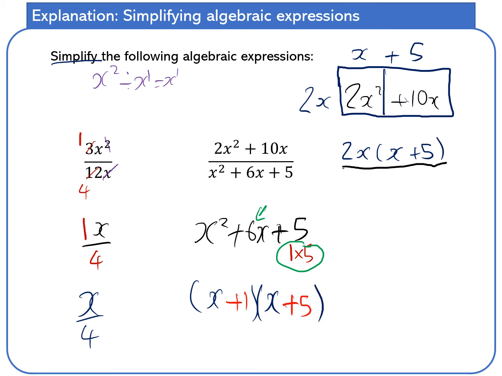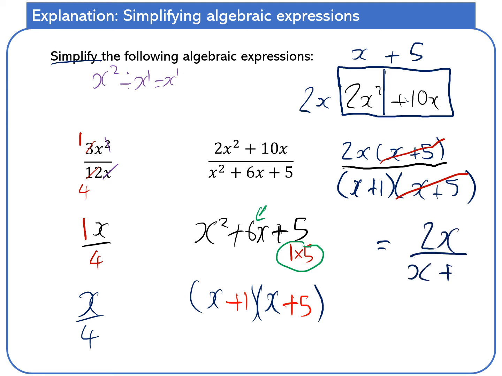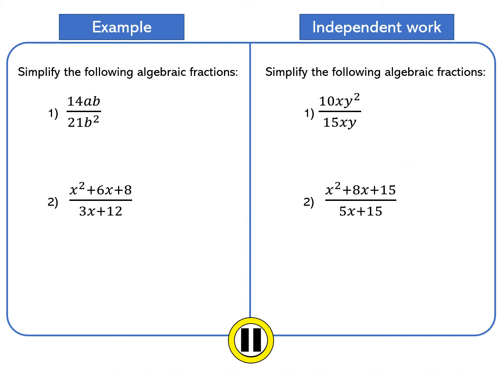So I can place that in here. We have x plus 1 and x plus 5. Now these are touching, they're multiplying each other, so now I can divide through. I can see I've got an x plus 5 on my numerator and my denominator, so they cancel out, and that allows me now to write down the final answer. And that's done. This is the final simplified algebraic fraction. Press pause and try the example questions. Then press play and I will answer the examples with you.